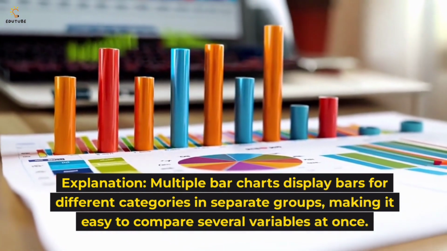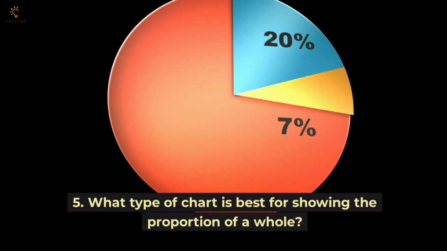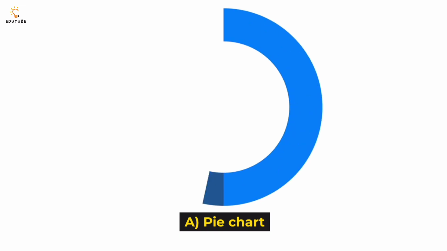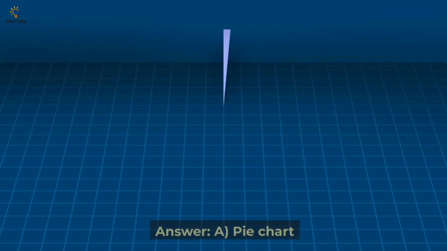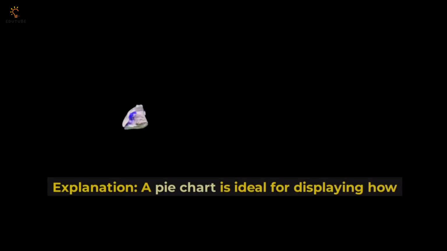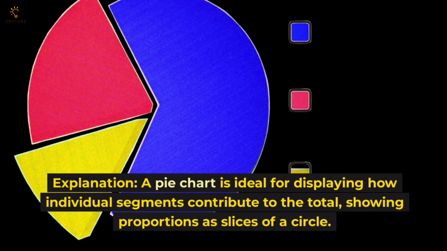5. What type of chart is best for showing the proportion of a whole? A. Pie chart. B. Line chart. C. Scatter plot. D. Bar chart. Answer. A. Pie chart. Explanation. A pie chart is ideal for displaying how individual segments contribute to the total, showing proportions as slices of a circle.